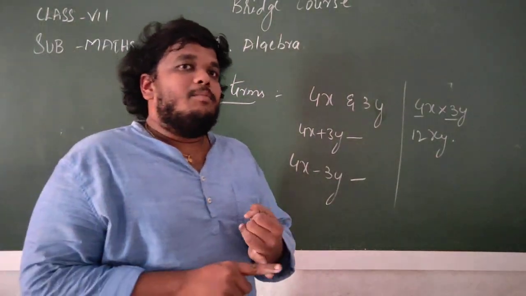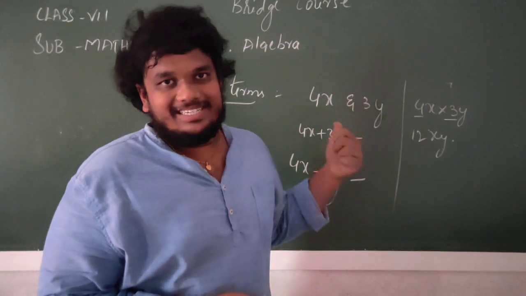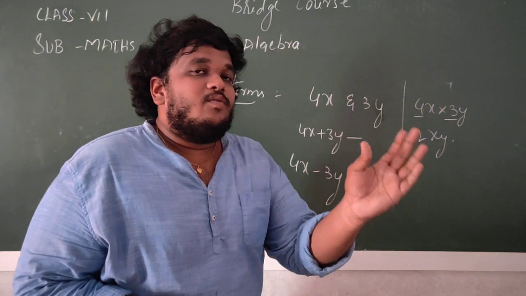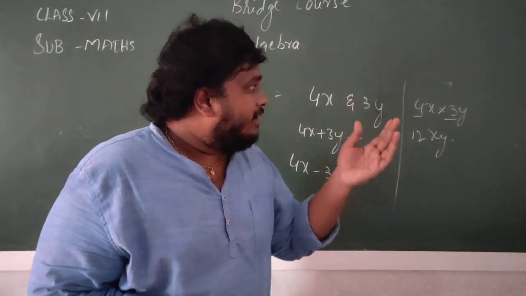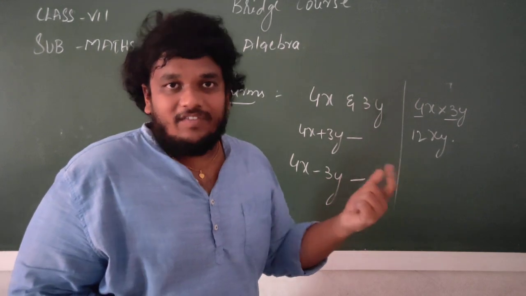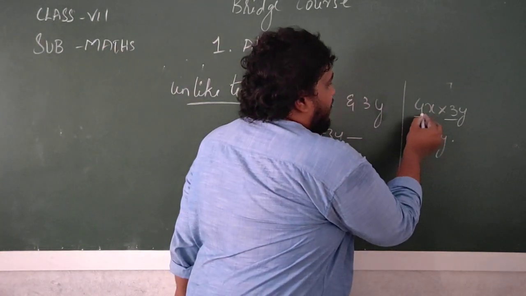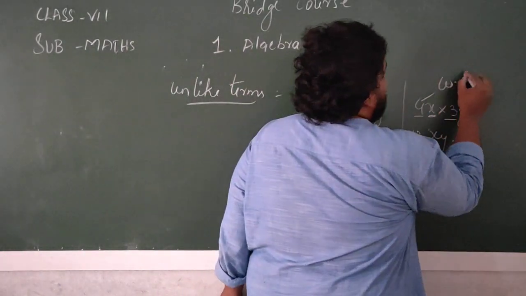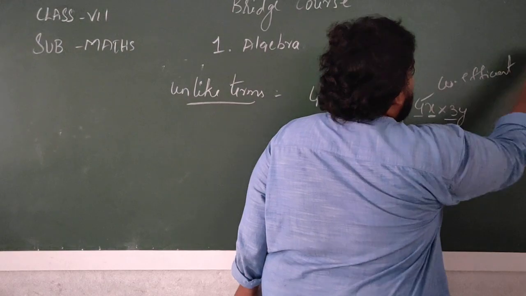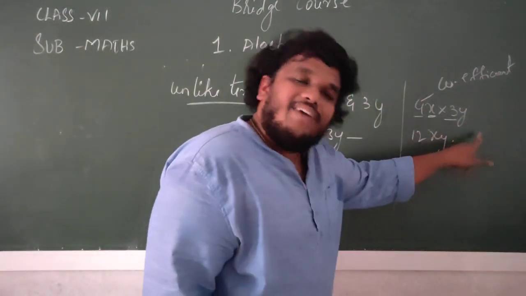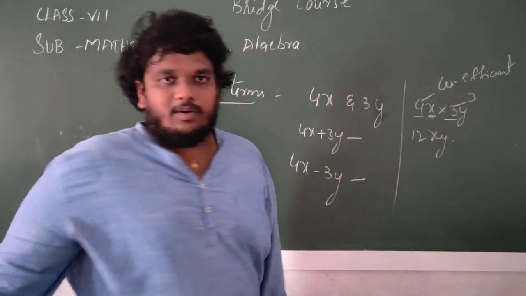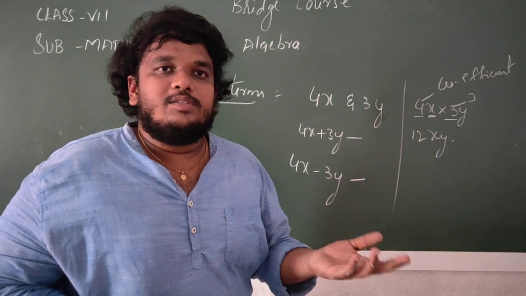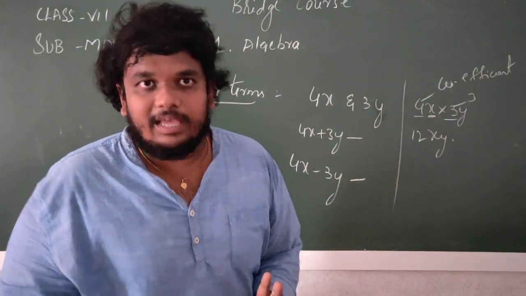One more concept that is involved here is coefficients. So what is meant by coefficients? The numbers which are behind the variables are known as coefficients. See, what is the number behind the variable x here? 4. So 4 is a coefficient. What is the coefficient of y here? 3 is a coefficient. The coefficients are nothing but the numbers related to the variables with the symbol of multiplication. Is it clear?